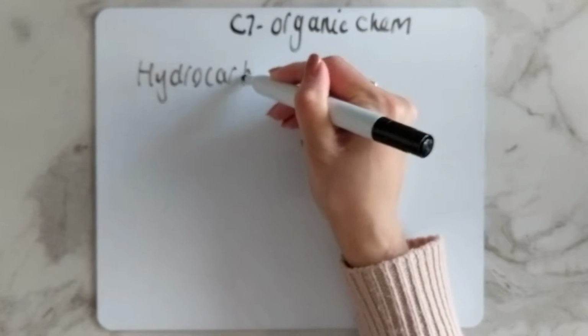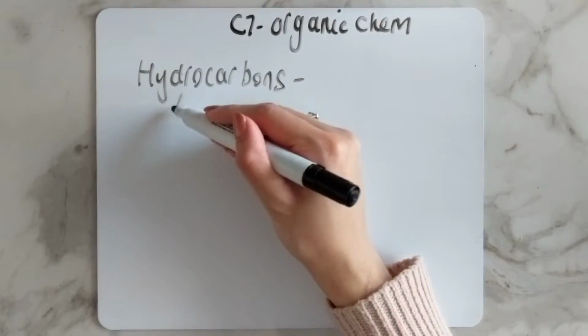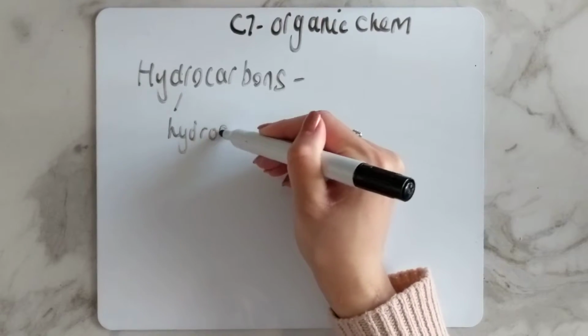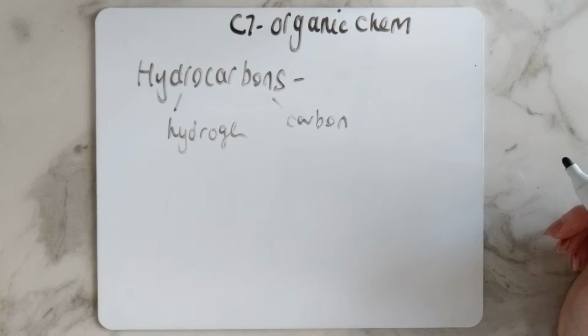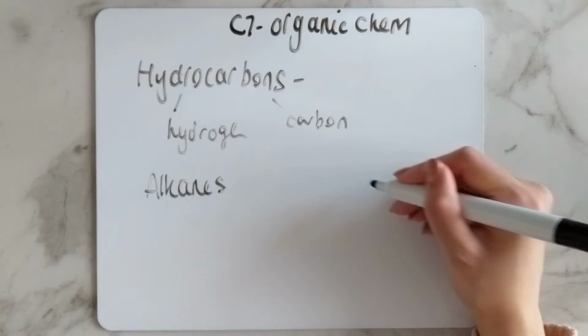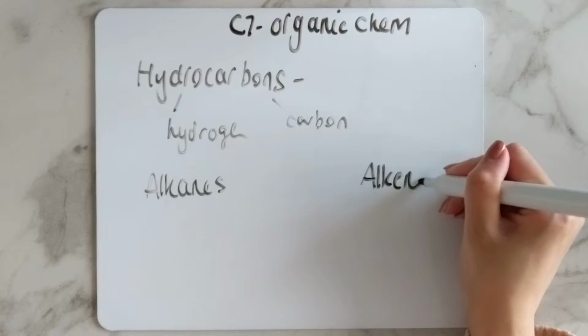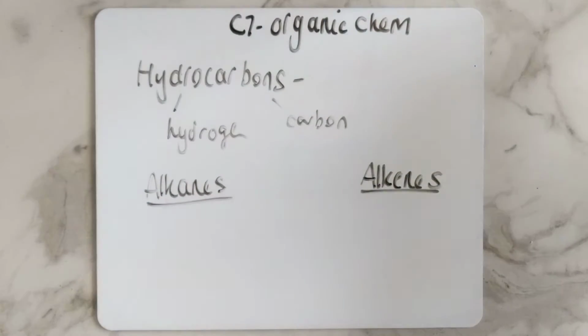So all hydrocarbons are compounds that contain only hydrogen and carbon. So there's nothing else in there but hydrogen and carbon. There are two types of hydrocarbons that you need to know about. The first one is alkanes and the second is alkenes. Okay, so the main differences then, let's talk through them.